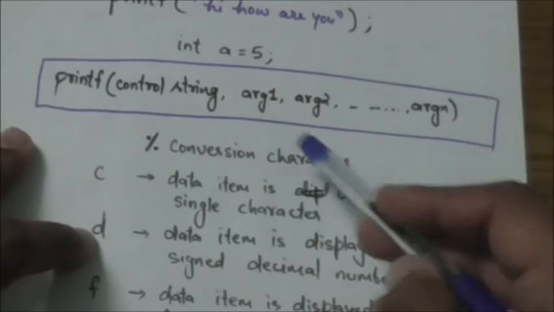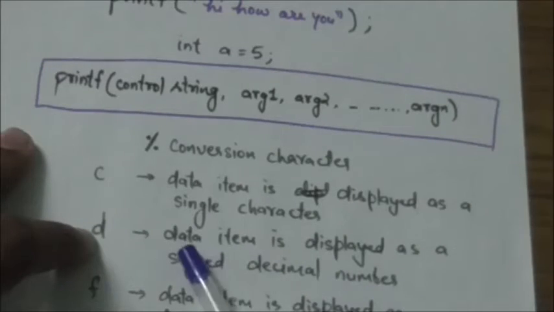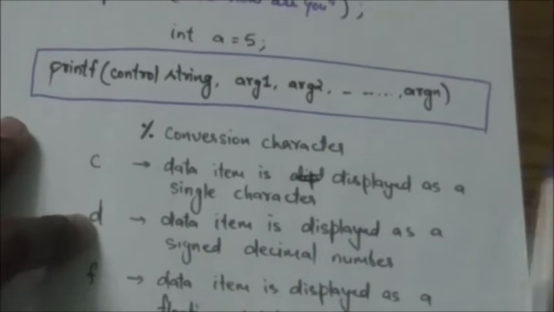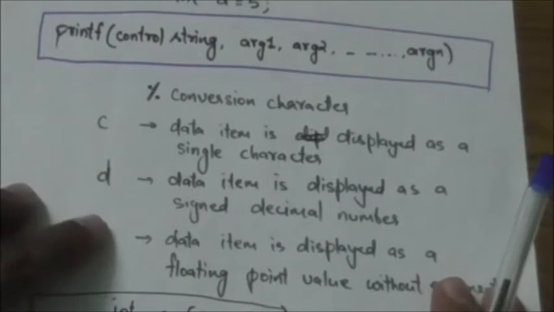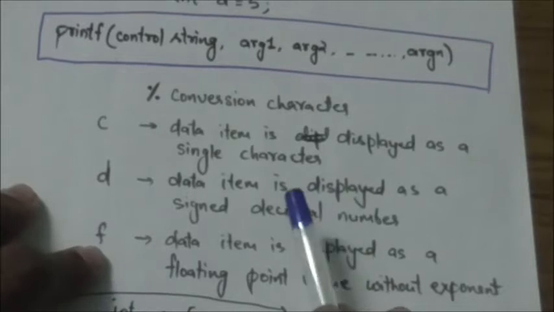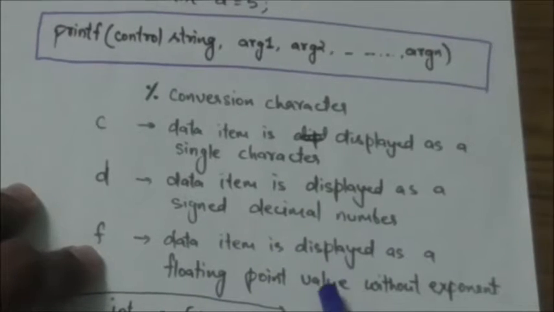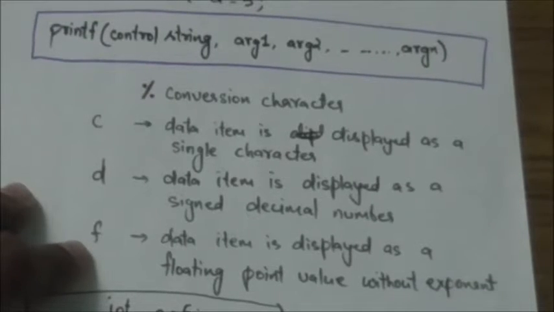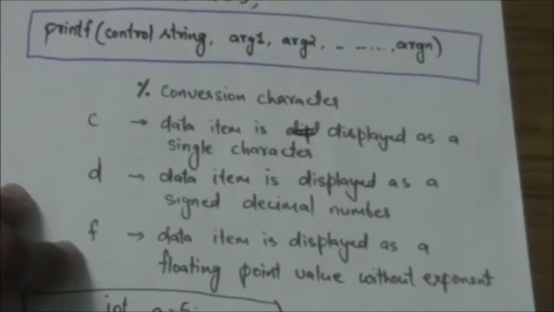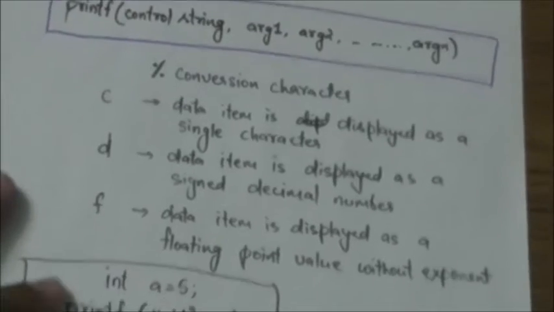Similarly, if the conversion character is d, then the data item will be displayed as a signed decimal number. If the conversion character is f, then the data item will be displayed as a floating point value without exponent. What this means will be clear after this example.